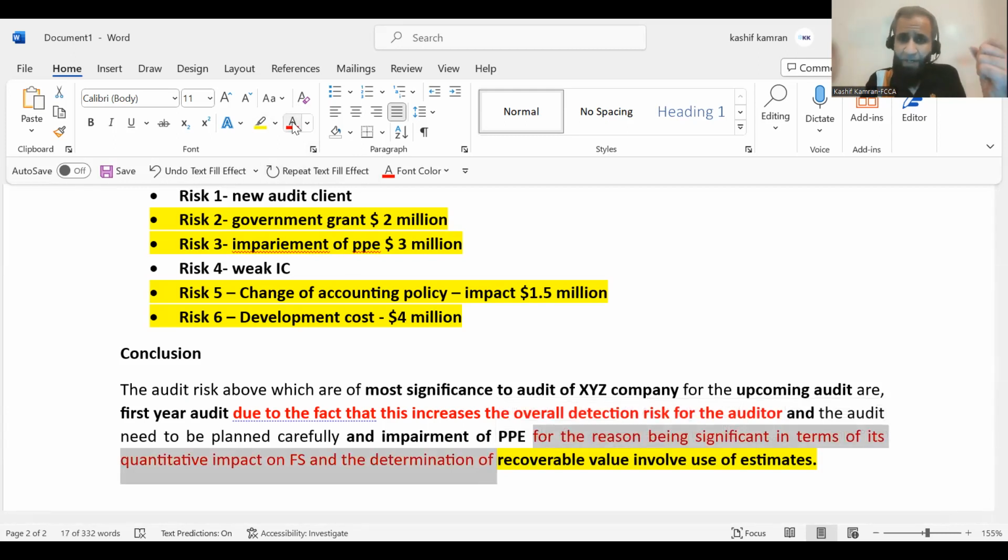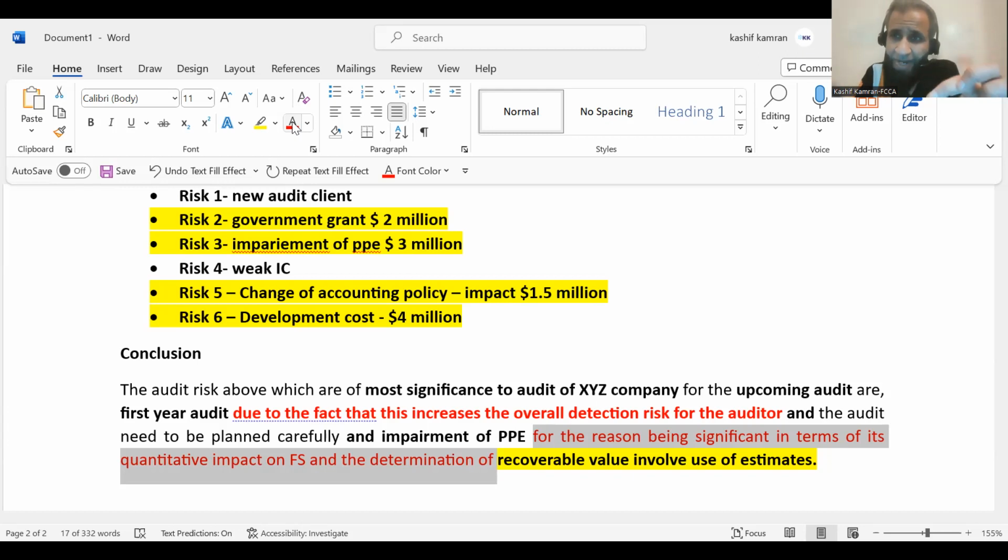Now you might say, to me, from the list above, these two are more significant, like impairment and development cost, and justify the reason. Or any student can say, for me, weak internal controls are significant, and a change in accounting policy is significant, and why. Whatever risk you say is most significant, just give a reason for that. Only two is needed, and the examiner is just looking for your basis. There is no correct answer.